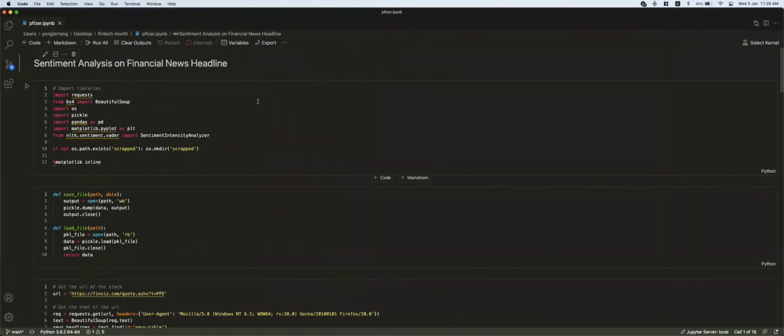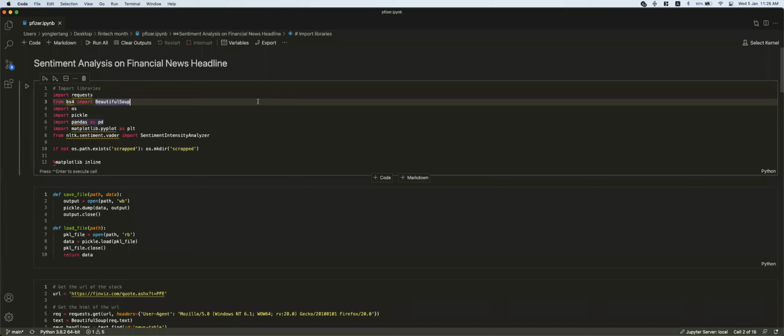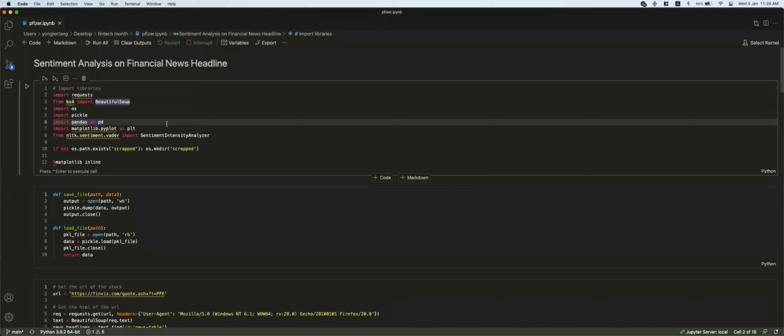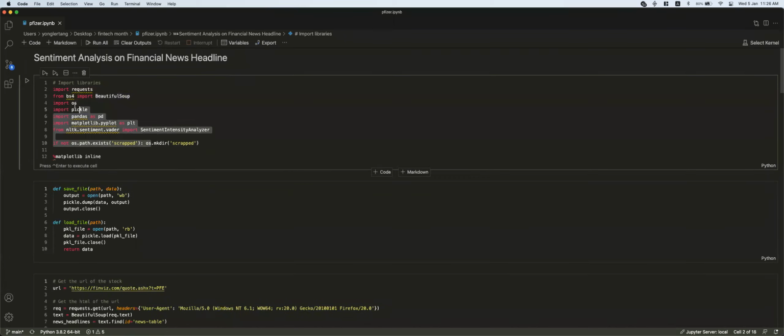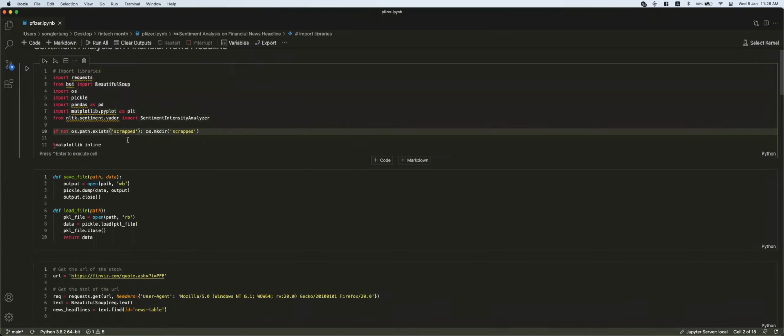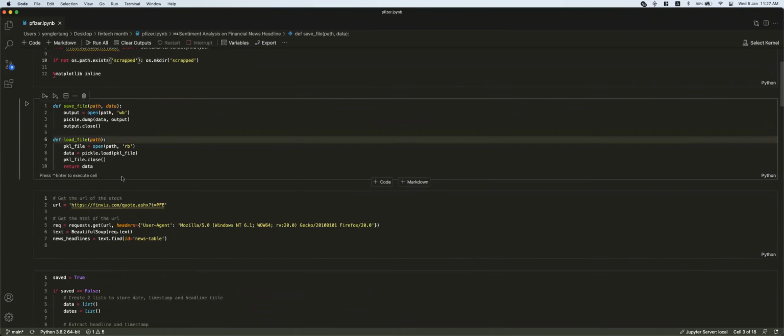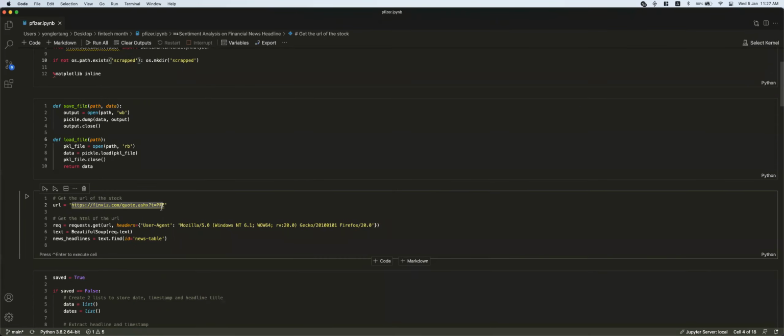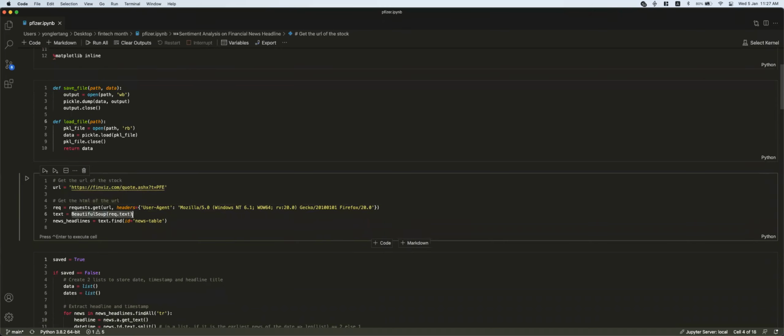So this is a very short and simple code. Today we'll be analyzing the stock of Pfizer. After importing the libraries and getting the URL, this is quite easy to do. You can try it on your own as well, after inputting the stock ticker. For Pfizer, it's PFE. And then using Beautiful Soup.